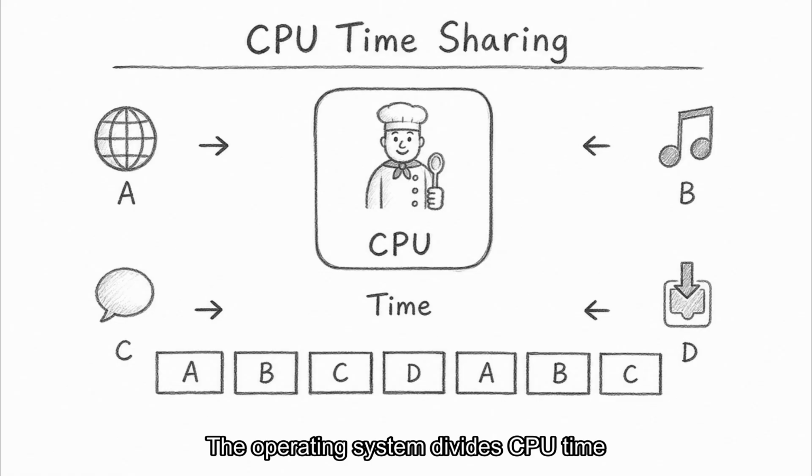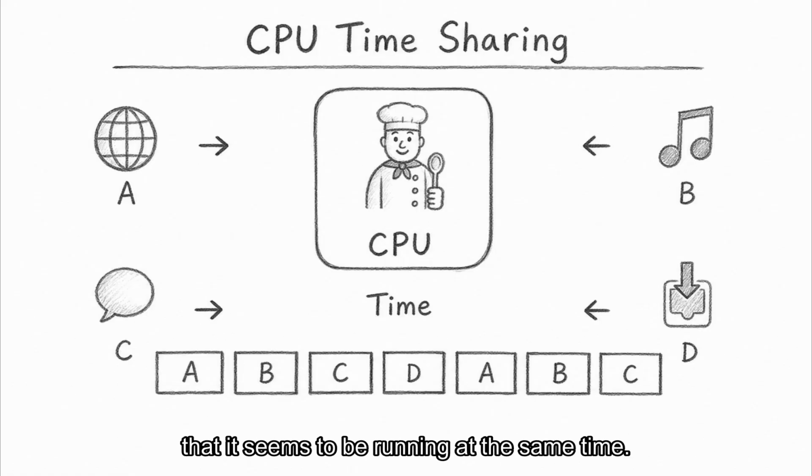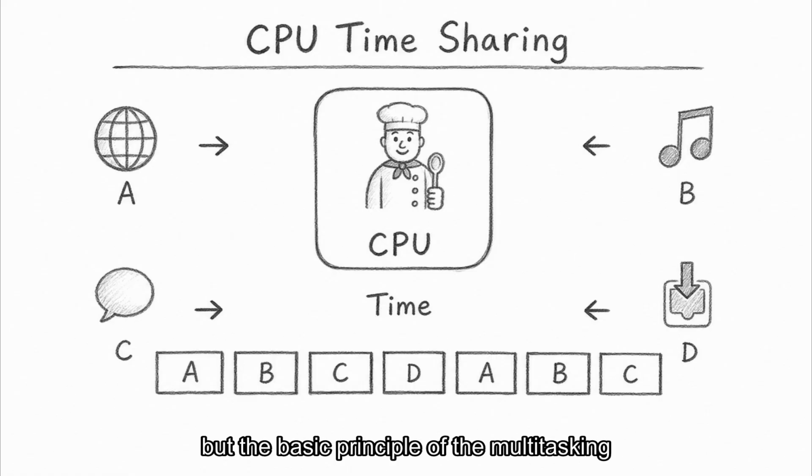The operating system divides CPU time into really small pieces and distributes them among execution flows such as threads. For example, it may run A for a few milliseconds, then B for a few milliseconds, and C, and so on. This switching happens so quickly that it seems to be running at the same time. It's not truly simultaneous, but just extremely fast. Of course, there are systems that run in parallel. But the basic principle of multitasking is the time-sharing mechanism.